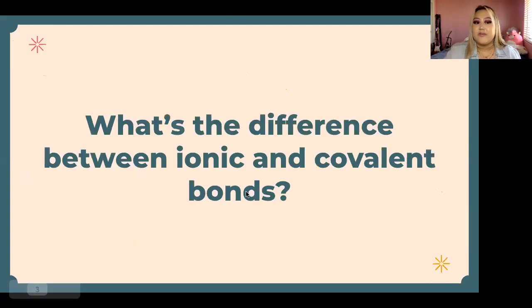So I just want to start off by asking, you can just type this in the chat or you can unmute yourself real quick. What's the difference between ionic and covalent bonds? Does anyone know? Ionic is metal and non-metal. Yeah, correct, Samar. Covalent is two or more nonmetals.